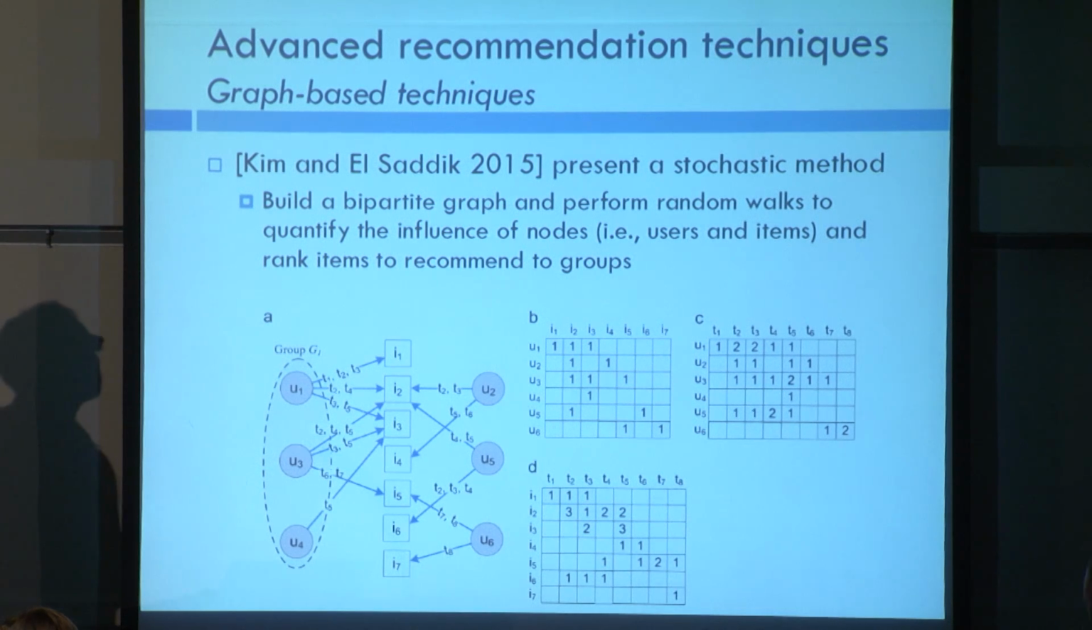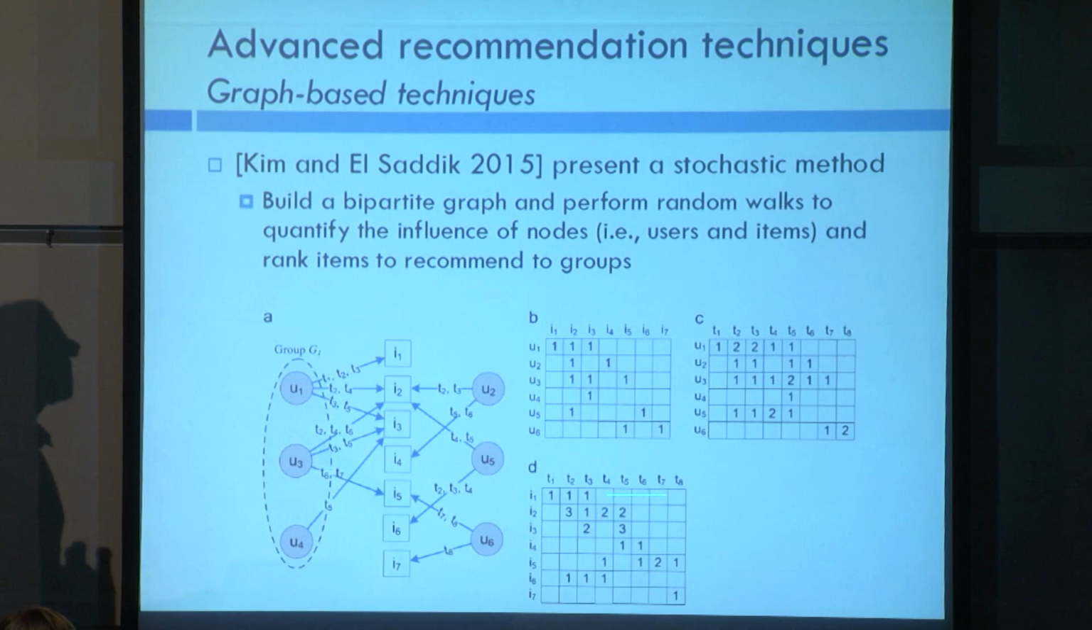Moving to the graph-based technique, there's this approach that was presented in 2015, which presents a stochastic method. And the authors build a bipartite graph and perform random walk to quantify the influence of the nodes. So as you can see, we have the users, we have the items, and we have the tags that the users have employed to classify these items. The intuition behind this approach is that similar users are close in a random walk, and the items that are most interesting for the users are also easily reachable in a random walk.